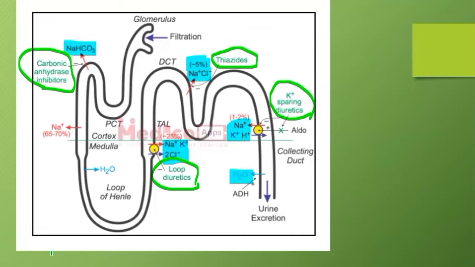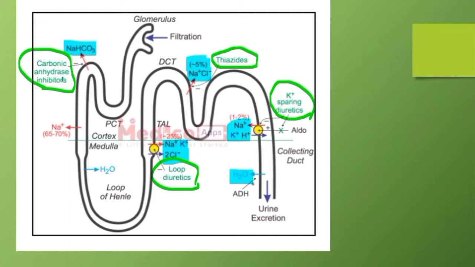For example, the loop diuretic acts on the sodium potassium 2 chloride channel. What happens when it acts on that? We are going to study that in a while. The thiazide diuretic acts on the sodium chloride channel. And the potassium sparing diuretic, that is spironolactone, acts on the sodium potassium hydrogen channel. So this is what you have to remember.